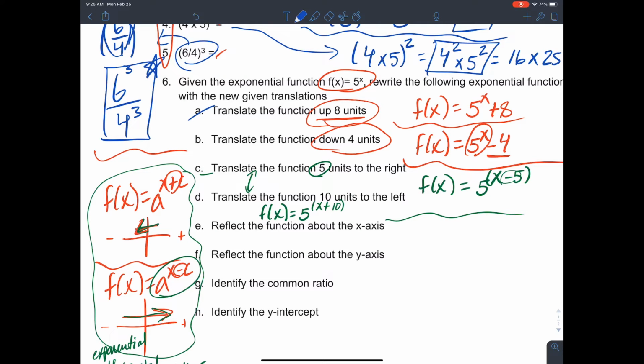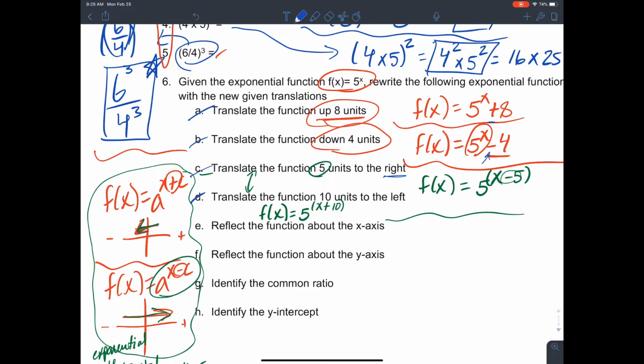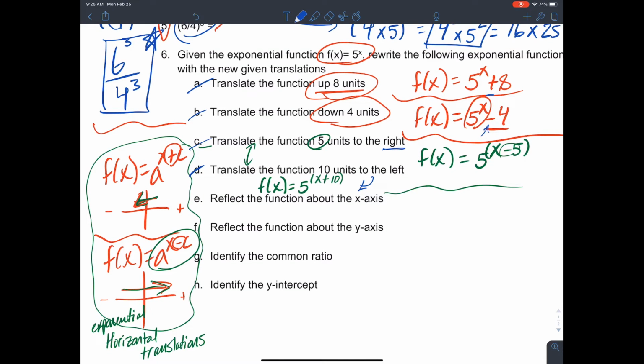And translating the function up 8 units, we know was plus. You already did this, translated the function down 4 units, and you know it was the minus. You did this, it was doing a minus to go to the right, doing a minus in the exponential next to the exponent. So I'm basically crossing out everything we've done. Translate the function 10 units to the left, down here. So what we haven't done is any kind of adding a negative or positive, right? So we've done all these, and we know we're going to do something new for E and for F.